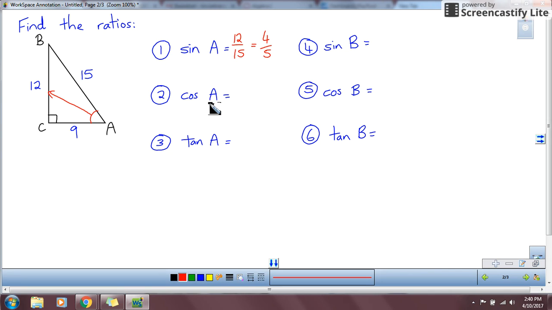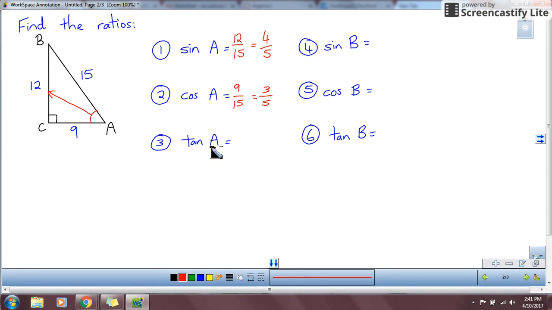Cosine of A is adjacent over hypotenuse. So if this is opposite, and this is hypotenuse, this must be adjacent. So adjacent is 9, hypotenuse is 15. We can reduce that fraction to become 3/5.